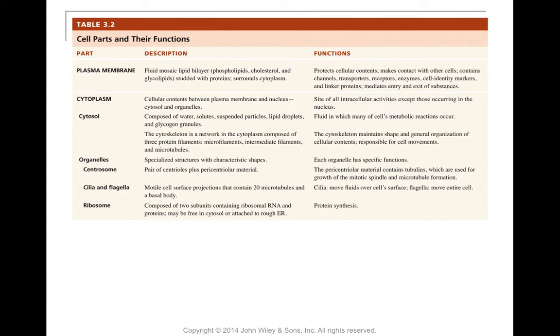The cytosol is water soluble and has a lot of different particles and solutes inside there, as well as glycogen. And inside we also have the cytoskeleton. I forgot to mention that. The cytoskeleton is basically a scaffolding network, and it has three major protein filaments: microfilaments, which are the smallest, intermediate filaments, and the microtubules. That's involved in maintaining shape and organization of the cell contents, and it's also responsible for the cells moving around within the body.